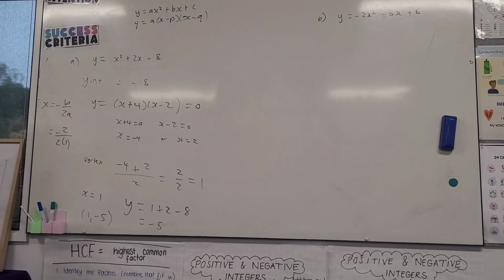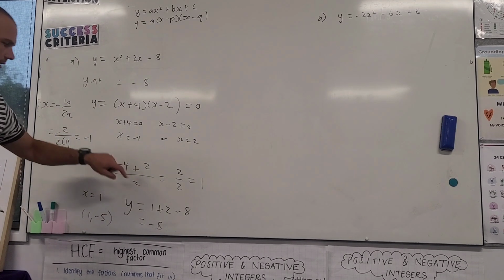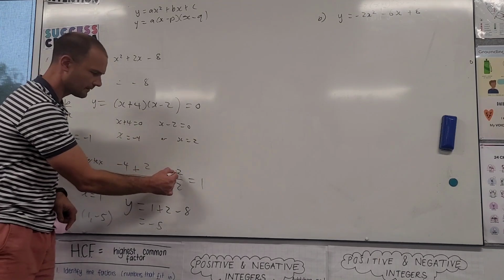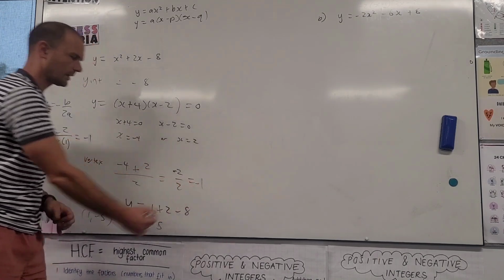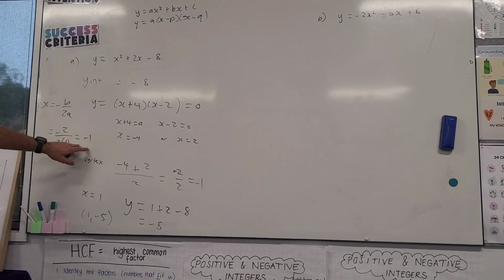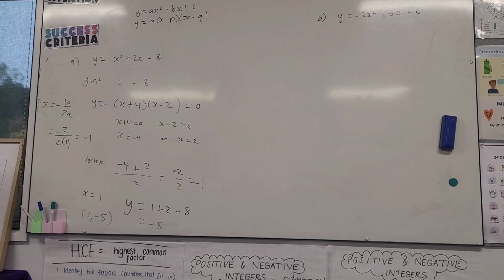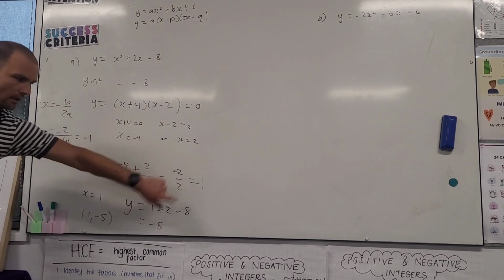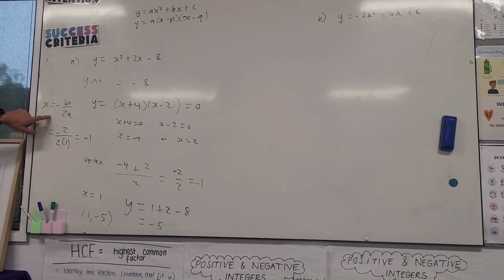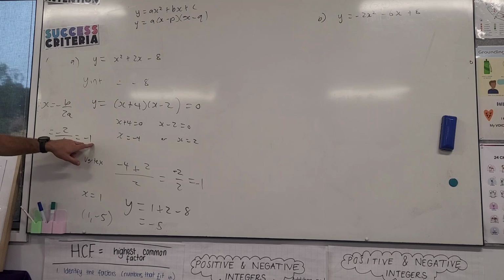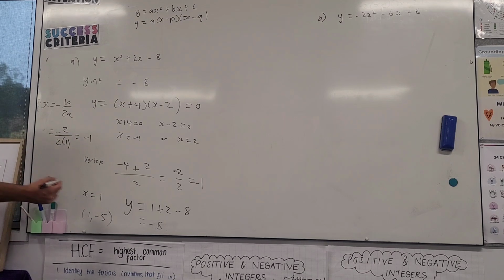Why is this going to be different? -2 divided by 2 gives us -1. Why is that different? Sorry, -4 plus 2 is -2, and -2 divided by 2 is -1. So these should be the same. Two methods of finding the vertex. The first one, the average of the roots. The second one, the formula minus b on 2a. Doesn't matter which one you use, you get the x value. The vertex occurs when x is minus 1.